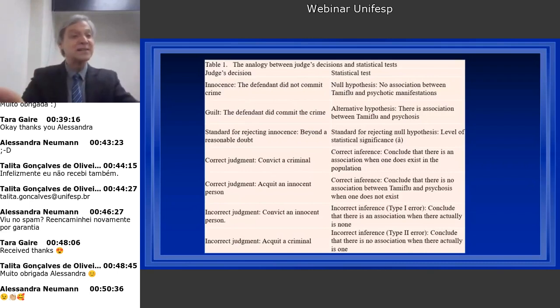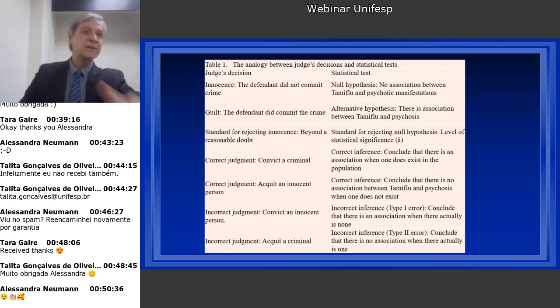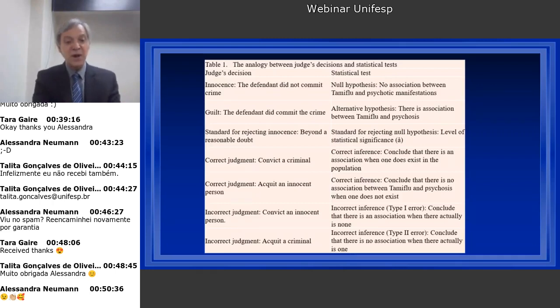But let's go through the possibilities before the jury makes the decision. The defendant did not commit the crime, innocent. The statisticians say there's no association between Tamiflu and psychotic manifestation. That means Tamiflu did not cause it. Here, this guy did not kill. Got it? Guilt: the defendant committed the crime. On the right-hand side, there is an association between Tamiflu and psychosis. On the left-hand side, the standard for rejecting innocence is beyond a reasonable doubt.